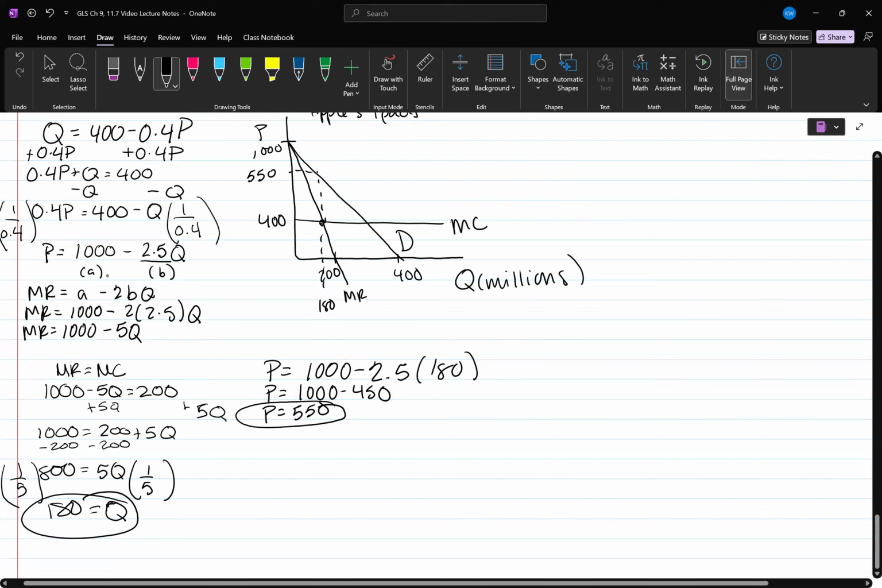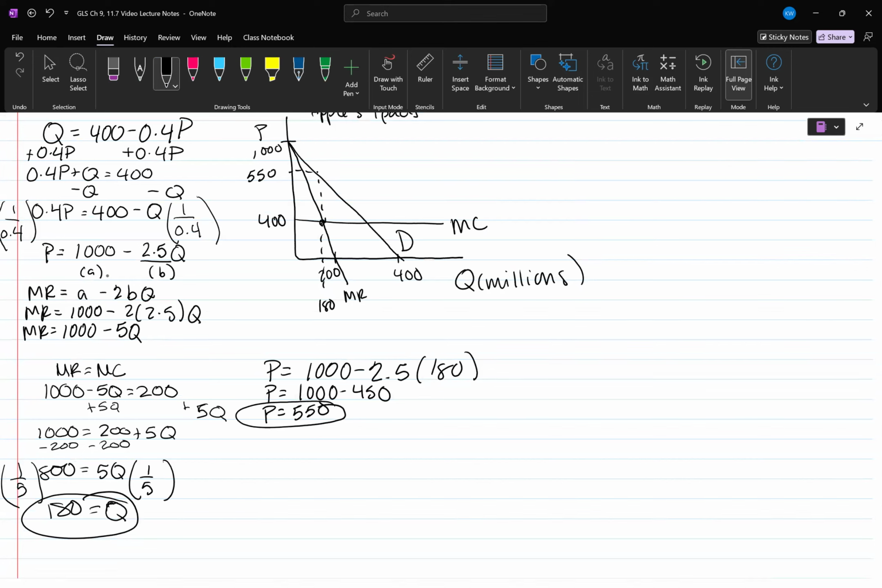All right. Now we can find the distribution of surplus. So consumer surplus is our top triangle, producer surplus is our rectangle, and deadweight loss is our triangle, showing the difference in output between perfect competition and monopoly. So consumer surplus here will have 1/2 times 1,000 minus 550 times 180 minus 0. That gives us 1/2 times 450 times 180.